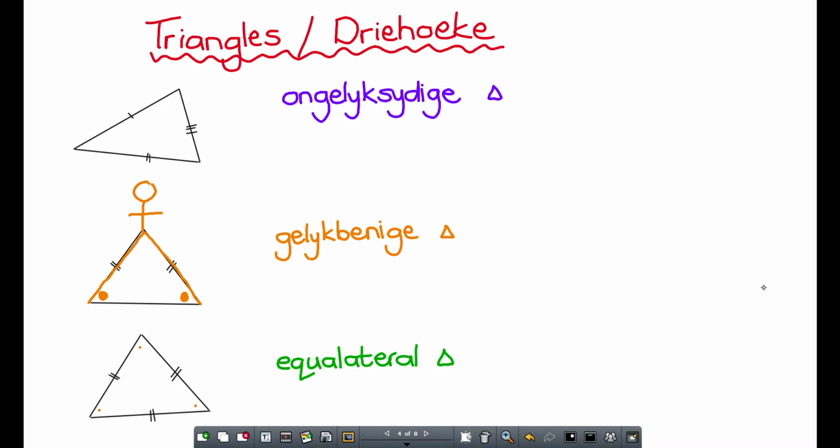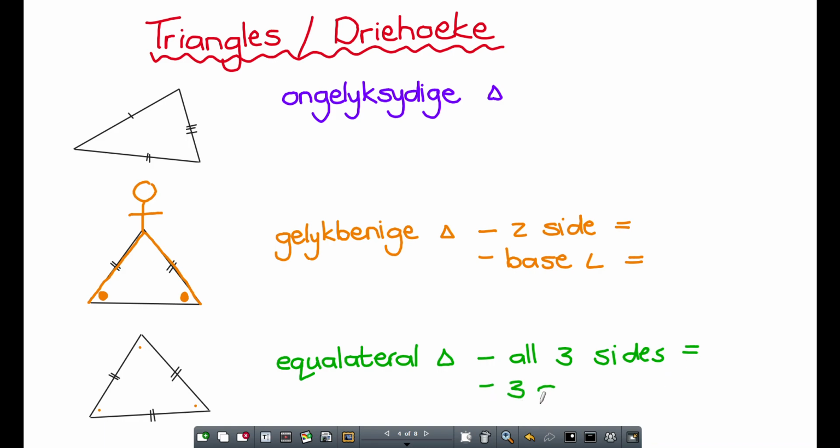Kom ek skryf miskien net gou hierso vir jou. Two sides equal. And I'm going to say base angles. I hope it's the right wording. Die basishoeke is gelyk aan mekaar. Okay, so at an equilateral triangle, all three sides equal. And the three angles, I'm going to write angles, are also equal to each other.